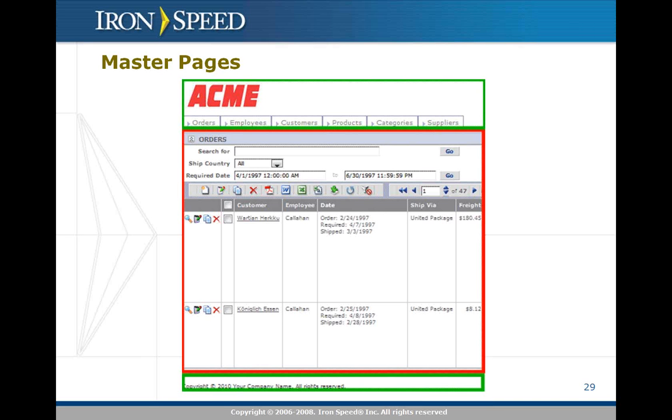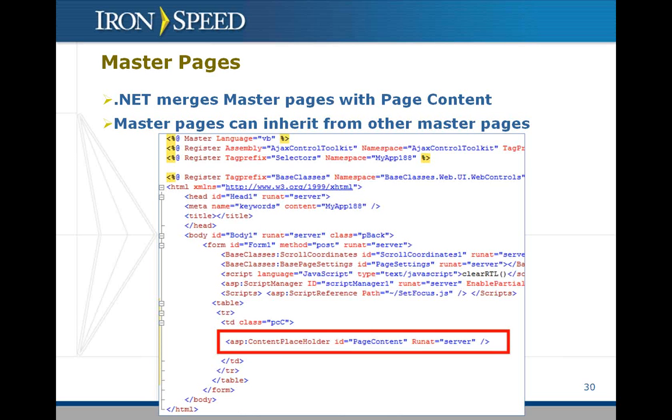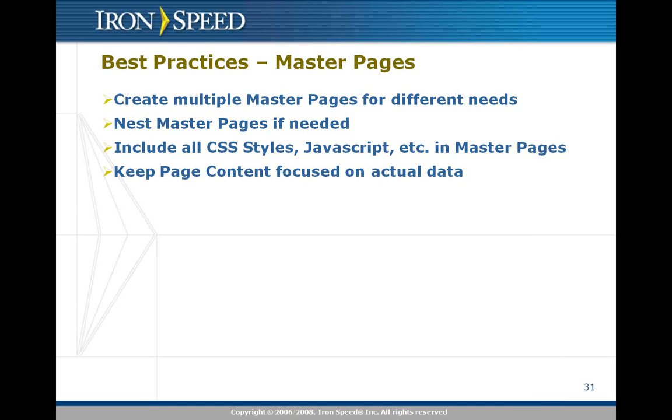As for what a master page looks like, you define a page and put an @master tag on it. Then it looks like regular HTML, so you might see table, TR, and TD tags. And finally, you have something called a content placeholder. .NET will replace this content placeholder with the content from each page. That's how master pages work. And master pages can inherit from other master pages, so you can actually have a hierarchy of master pages as well.